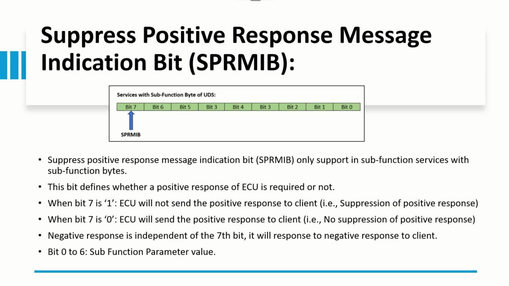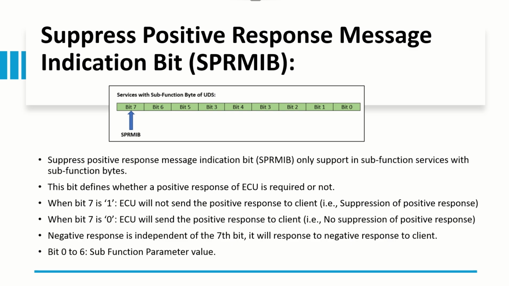When bit 7 is set to 1, the ECU will not send a positive response. This is what we call suppression of positive response. When bit 7 is 0, the ECU will send the positive response to the client, meaning there is no suppression.